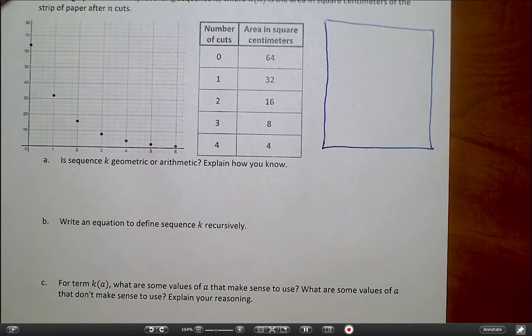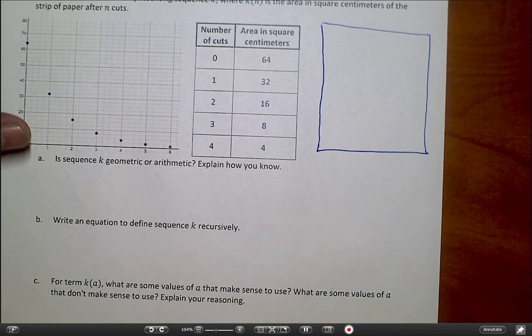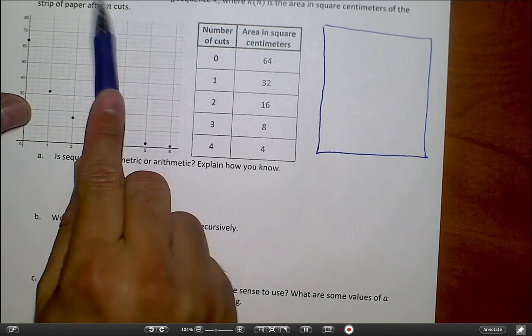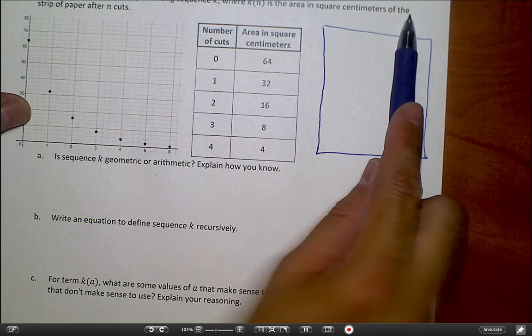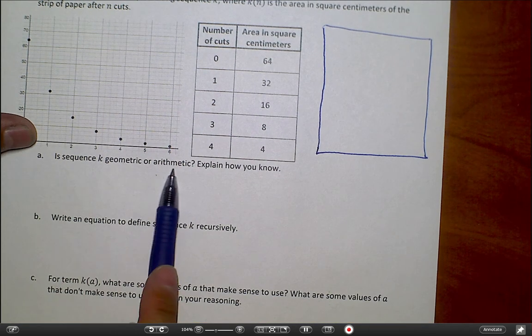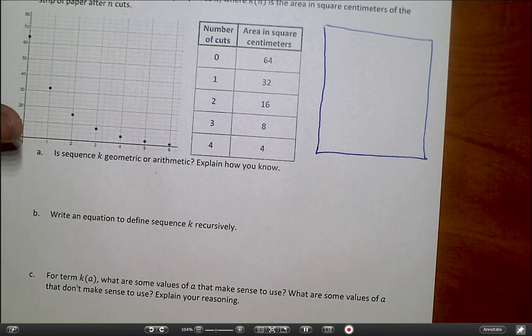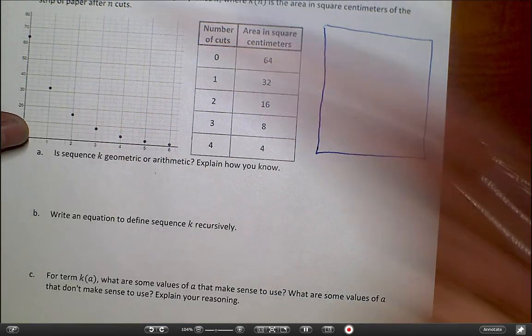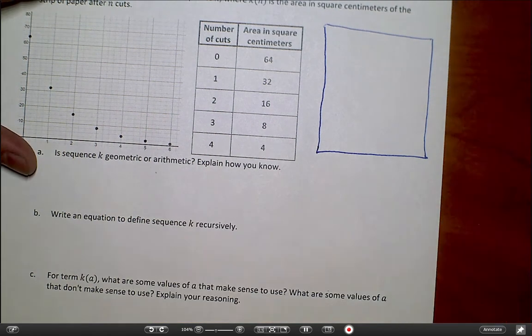So what am I doing to the area each time? Dividing by 2 or multiplying by a half, right? Okay, that's good. So here's the sequence, representing K, where K of n is the area in square centimeters of the strips of paper after n cuts. All right, sequence K, geometric or arithmetic? Geometric. Why is it geometric? Because it's dividing by 2 every time.